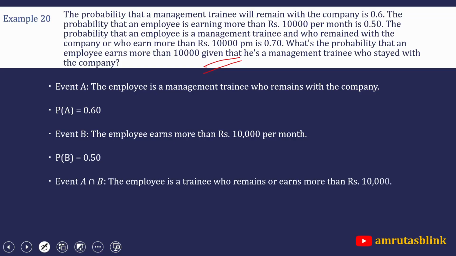Now what next is given? The probability that an employee is a management trainee who remains with the company or who earns more than 10,000 per month is 0.7. So here, the employee is a management trainee who remains with the company or earns more than rupees 10,000. Now here there is the word or. So probability of A union B is given, which is 0.7. A intersection B is not given.